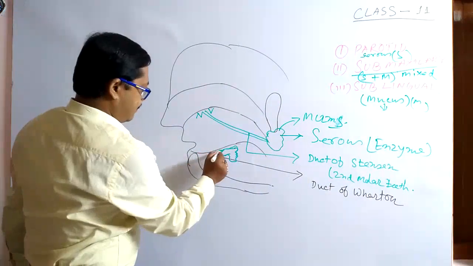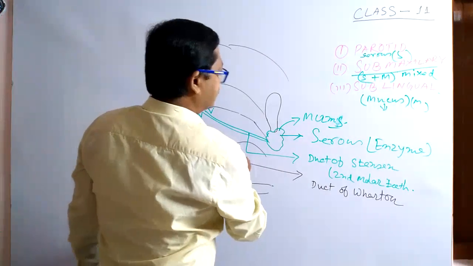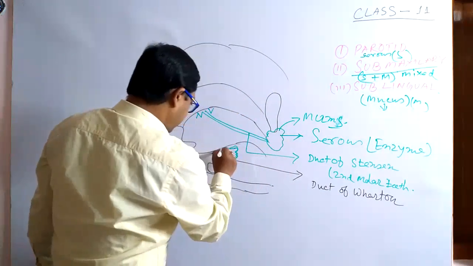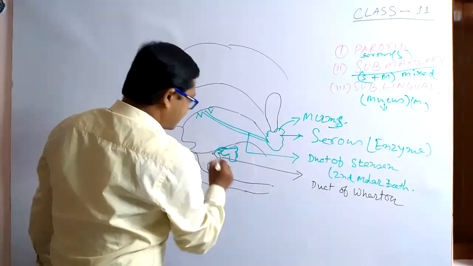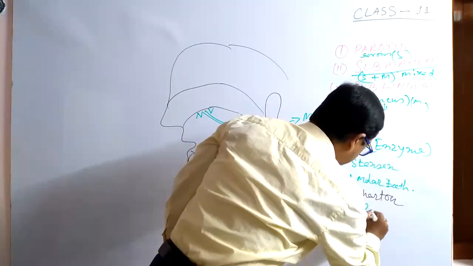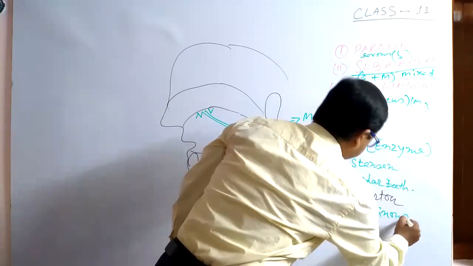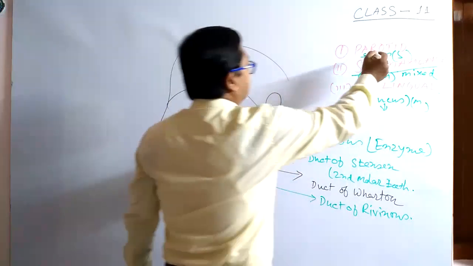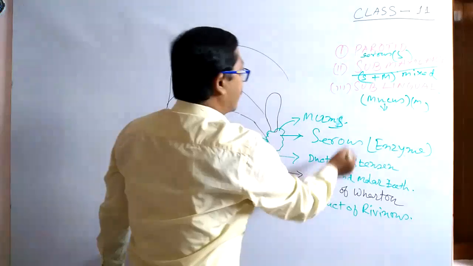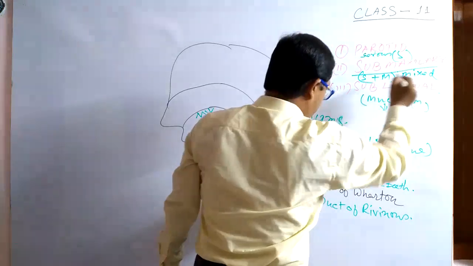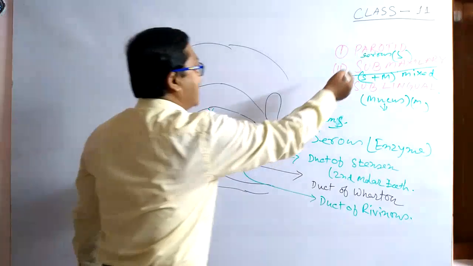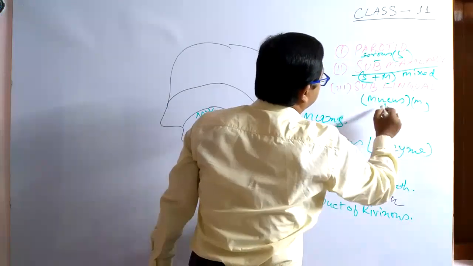The duct of Stensen, the duct of Wharton, and the duct of Rivinus. The parotid gland has the duct of Stensen, the submaxillary or submandibular gland has the duct of Wharton, and the sublingual gland has the duct of Rivinus. These are three glands, and the ducts are named in different ways.